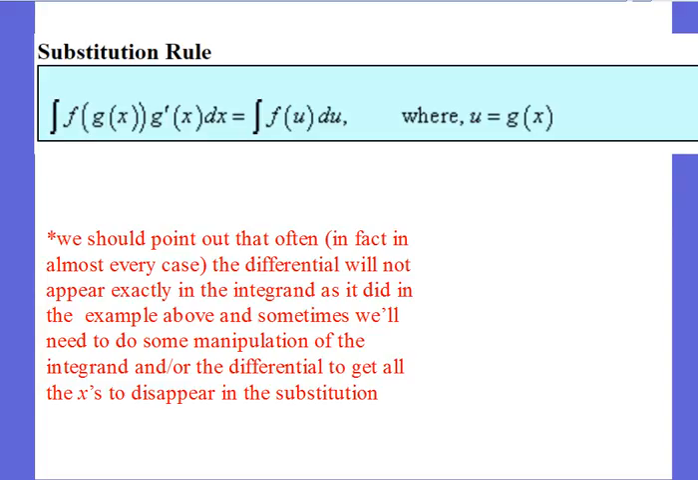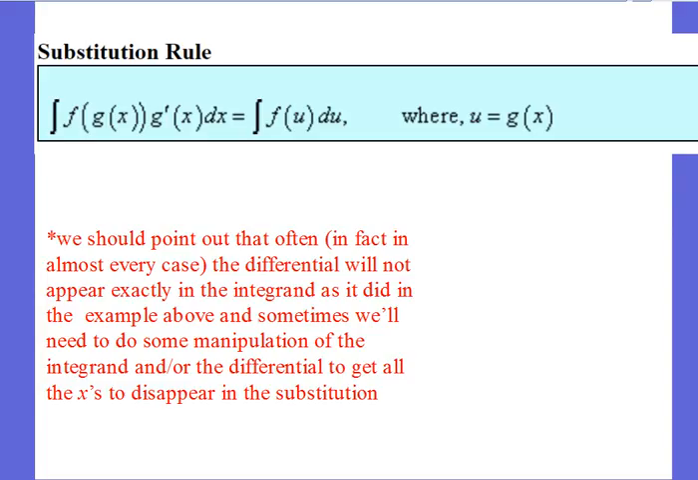Now here's a very, very important fact. I need you to write this down. So we need to point out that often, in fact almost in every case, the differential will not appear exactly in the integrand as it did in the example above. And sometimes we'll need to do some manipulation of the integrand or the differential to get all the x's to disappear in the substitution. So you know how in the last one my u was 6x cubed plus 5, right? And then my du was 18x squared, which was exactly what it was, which was nice. I'm trying to tell you it's not always going to be like that. It's not always going to be exact. So you are going to have to do some manipulation. But I'm going to show you how to do that too.